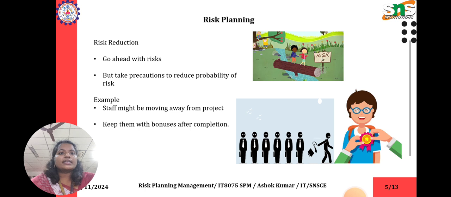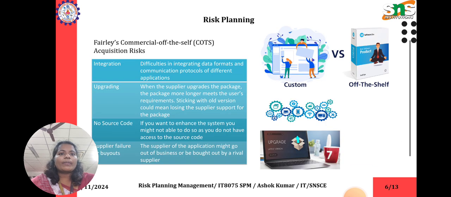The next one is risk reduction. Go ahead with the risk, but take precautions to reduce the probability of the risk. For example, staff might be moving away from the project. Keep them with bonuses after the completion. Consider the commercial cost of the staff risk, and issues such as integration, upgradation, no source code, and failures.